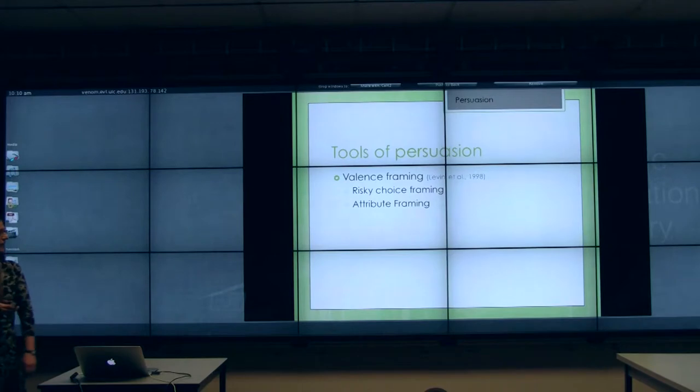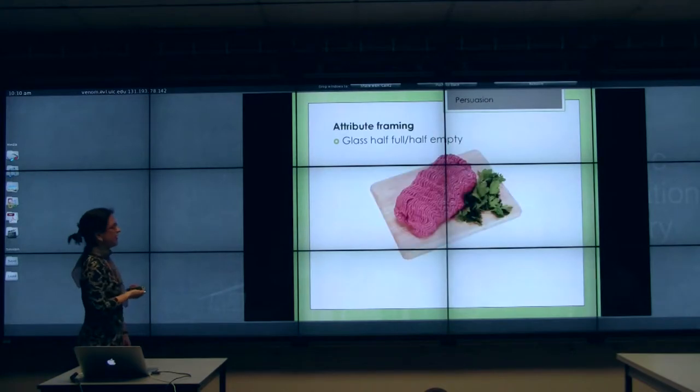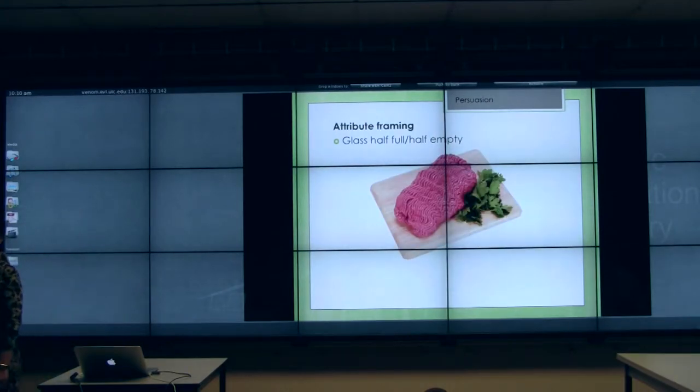The other type of valence framing is called attribute framing. It's the typical glass half full, half empty kind of thing. It's mostly used for products. So here's one product. What's that?